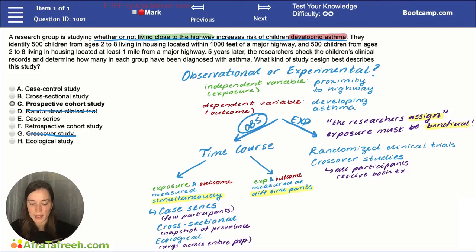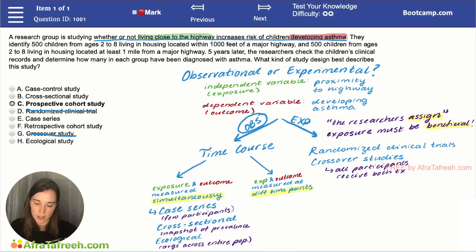All right, so let's look through our study and see if the researchers are measuring proximity to highway and developing asthma simultaneously, or if they're measuring it at different time points. So the first thing our researchers do is they identify children that are living near the highway and children that aren't living near the highway.